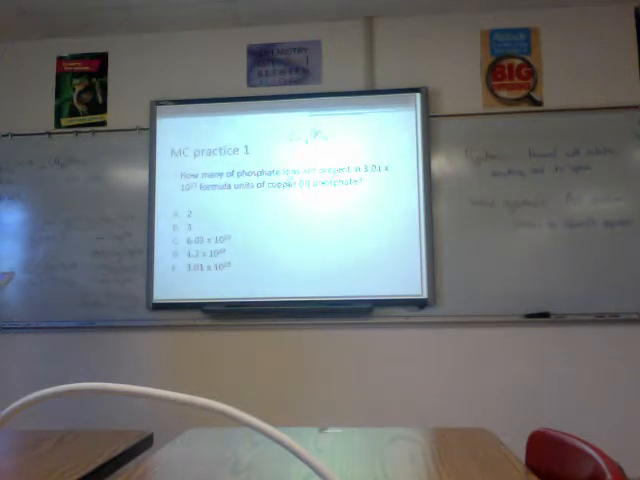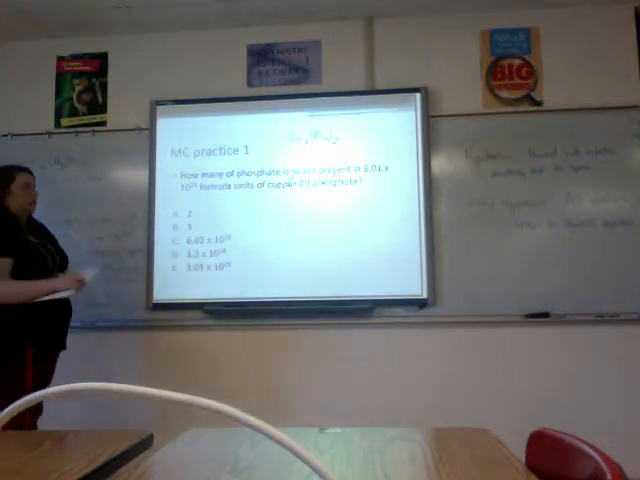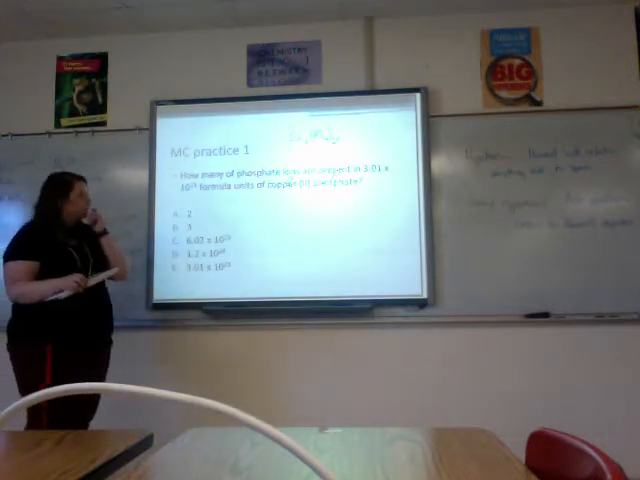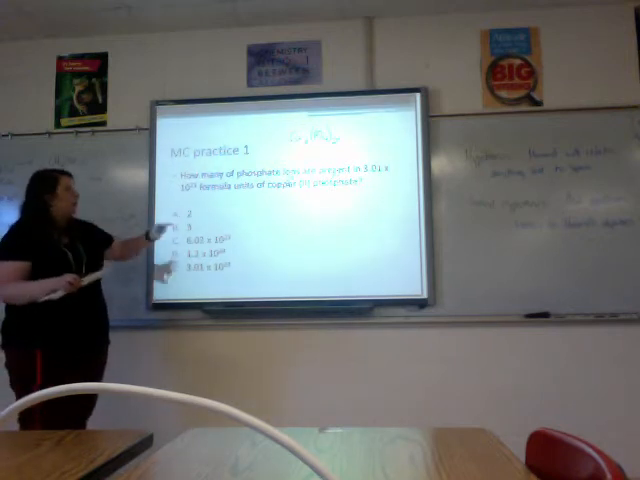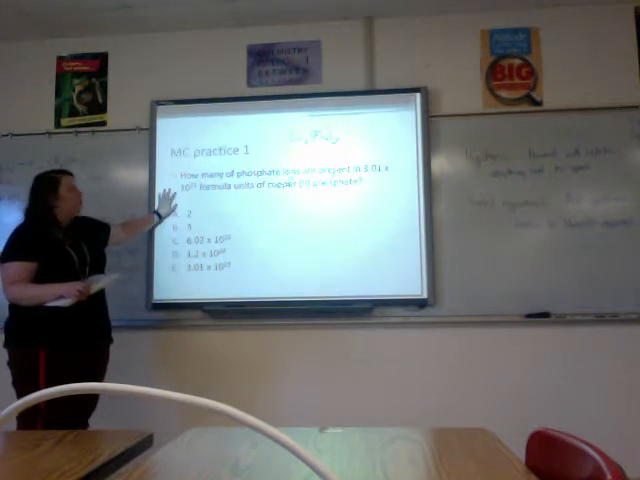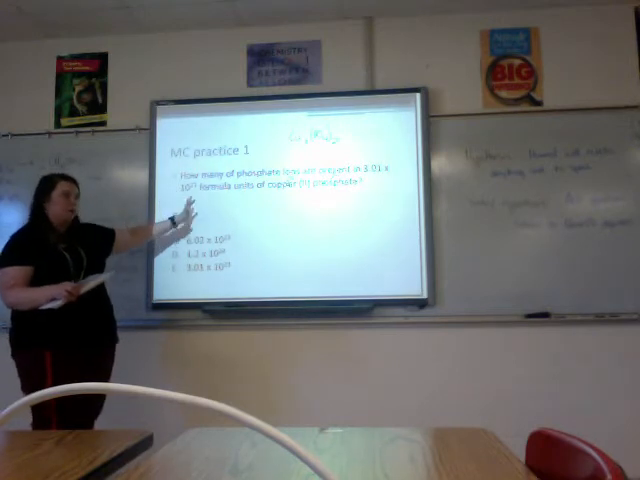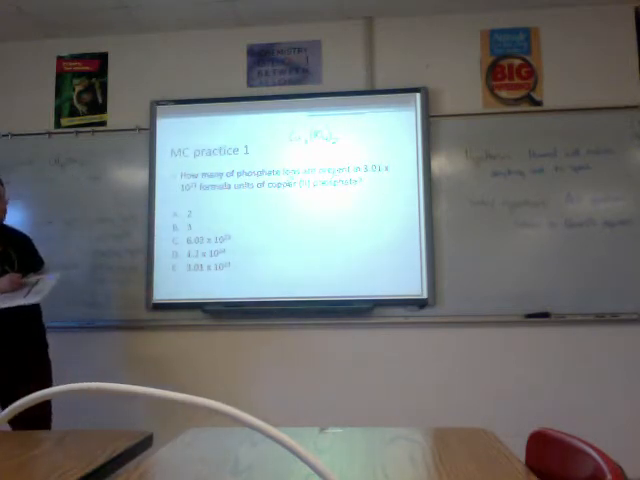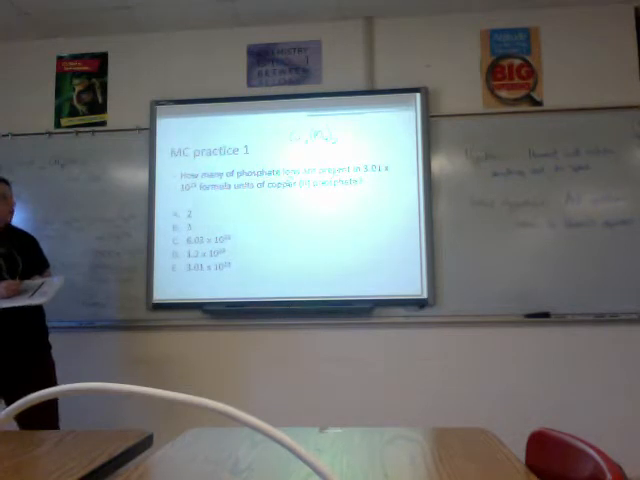so in one formula unit we have 2 phosphate ions, okay? We have less than a mole of our copper 2 phosphate, but that's okay. It doesn't matter that we have less than one mole, because we know how many formula units we have, and we know that in every formula unit, like we have here, there are 2 of our PO4 ions.